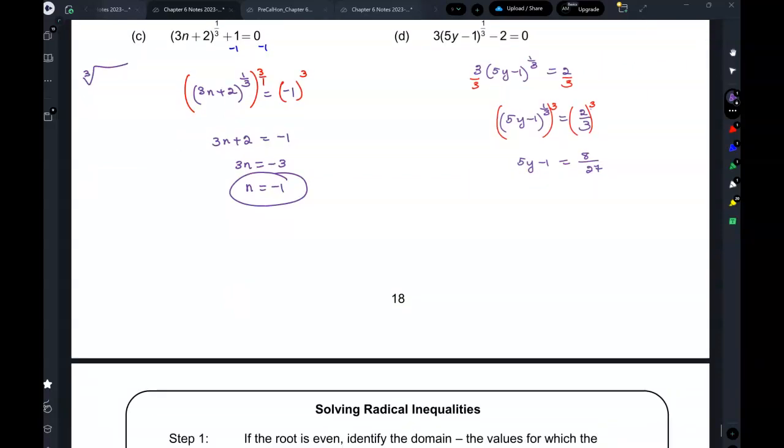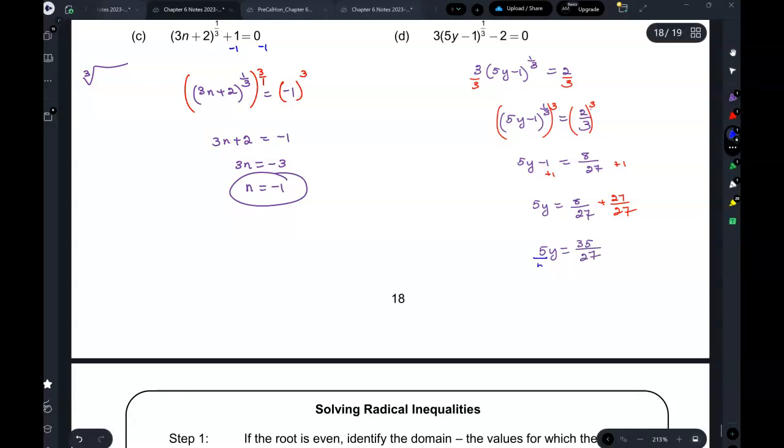Add 1 to both sides. So 5y is equal to 8 over 27. Okay, how are we going to add the 1? Plus 27 over 27. Correct. Now, I need to divide by 5, which is the same as multiplying by 1 over 5. So y is 7 over 27.